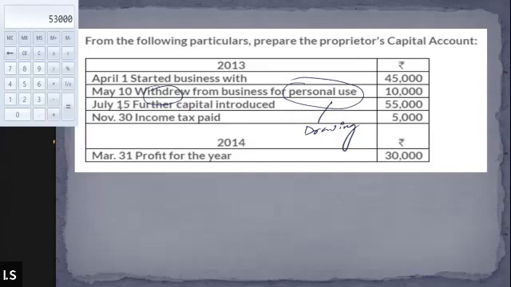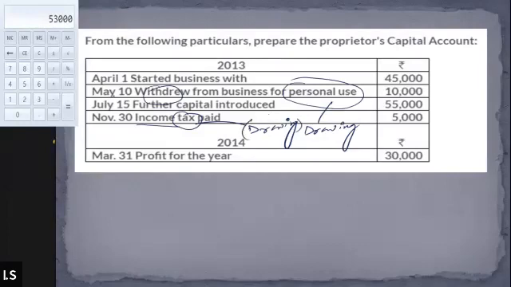Similarly, on November 30 as well, the proprietor paid income tax of rupees 5,000. So income tax is a personal tax, right? So the amount paid as tax will also be considered as drawing only. So any expenses incurred using the business capital, if the proprietor is using business cash for meeting his personal expenses, that will be considered as a drawing, right?